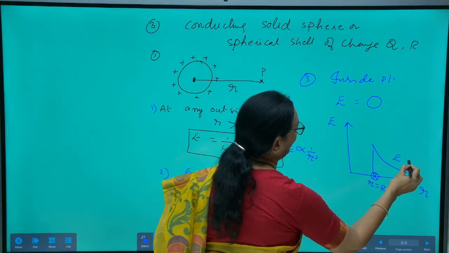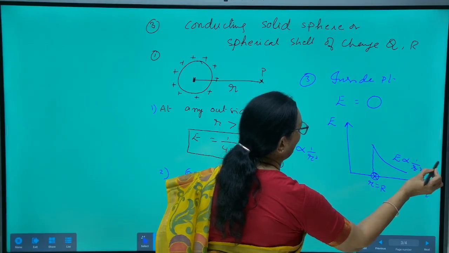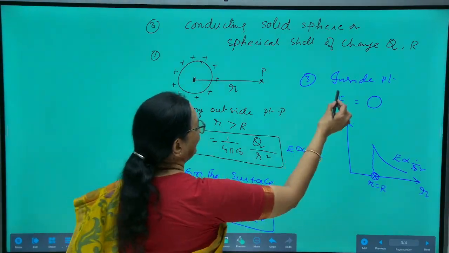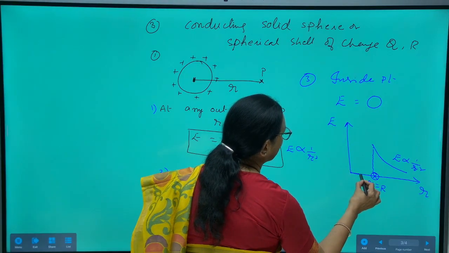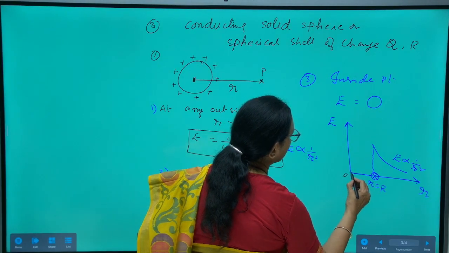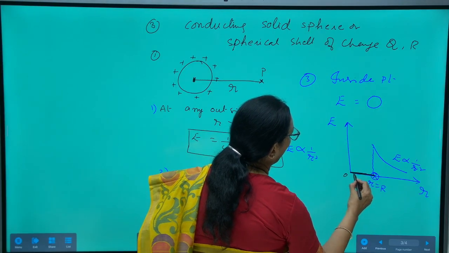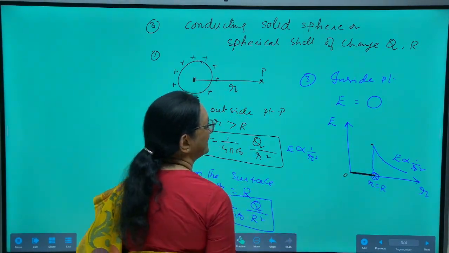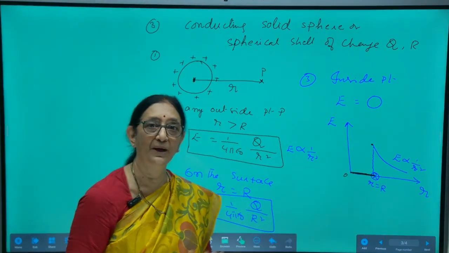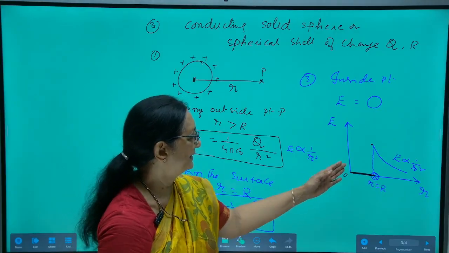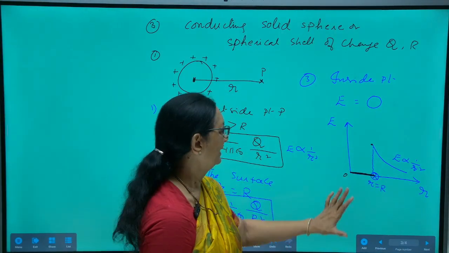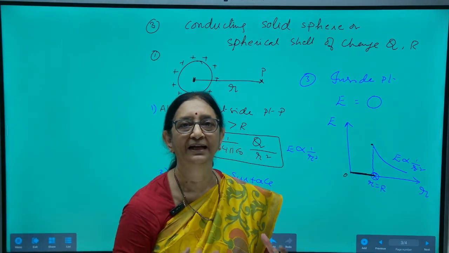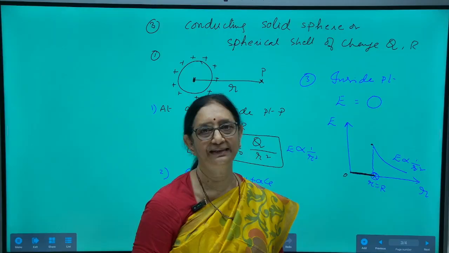This is the outside point. As E is inversely proportional to r square, it will be like this. Very interesting thing is, at any inside point, as the electric field is 0, it is like this. This is the center. So, at inside points, the electric field intensity is 0, and on the surface it is maximum, and from the surface away from the center, the electric field intensity is inversely proportional to r square. This is the graph representing the variation of electric field intensity due to a charged conducting sphere.